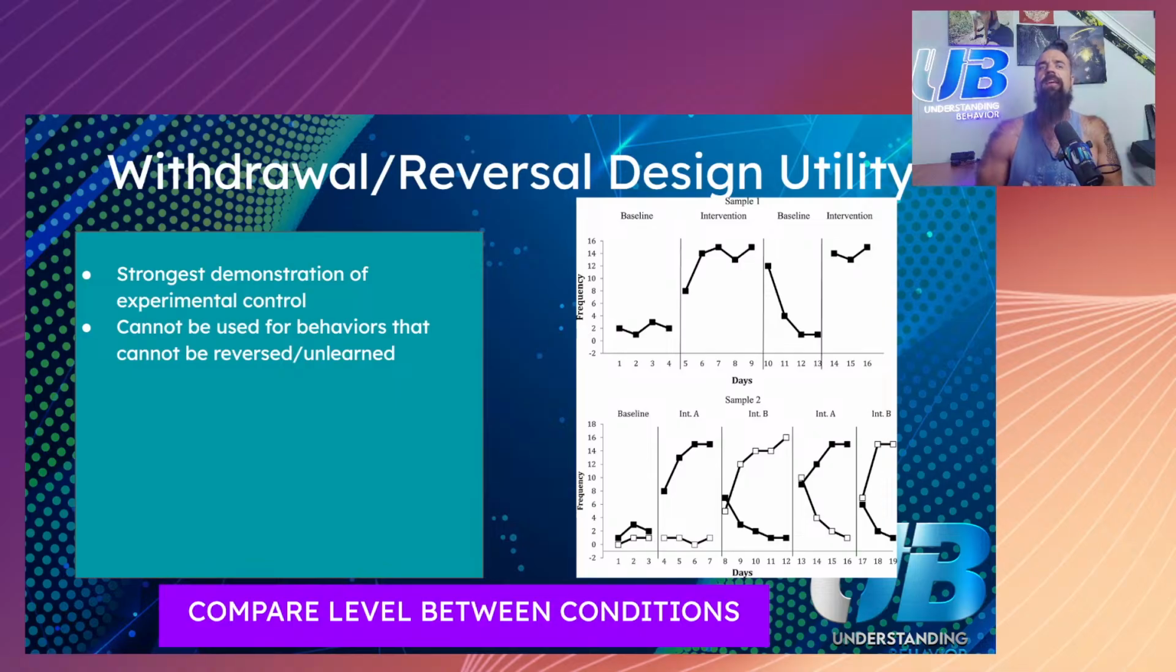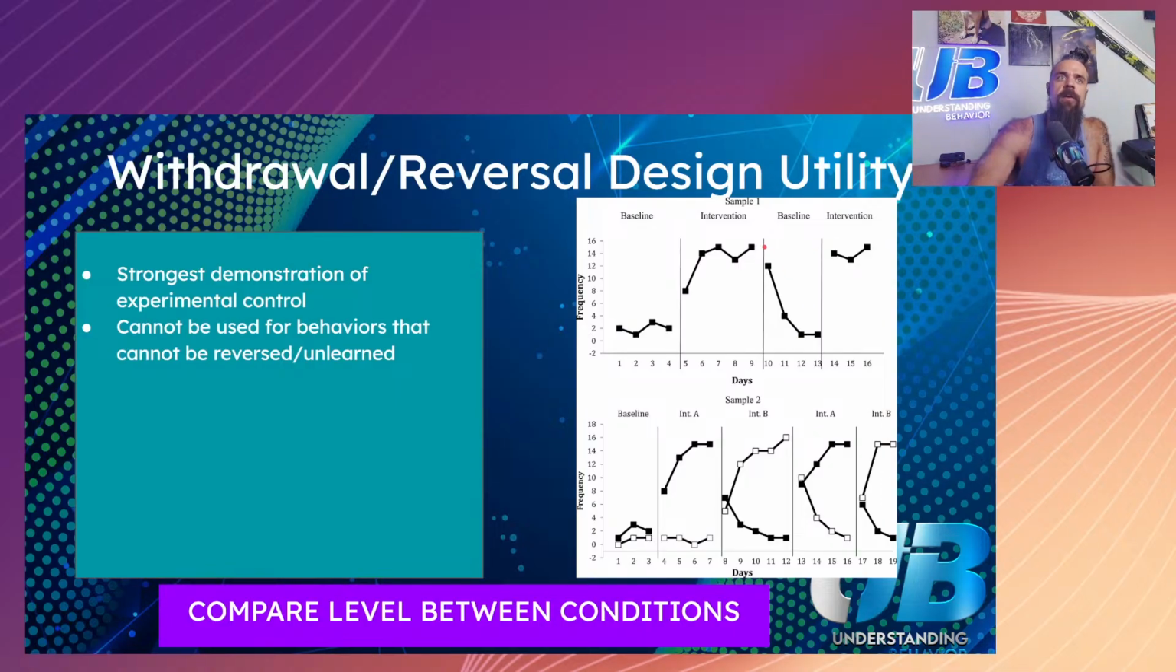So that would not be a good behavior for this design, because when we implement our baseline condition again, what will probably happen is that we still see the behavior stay at high rates, or high levels, of our dependent variable.